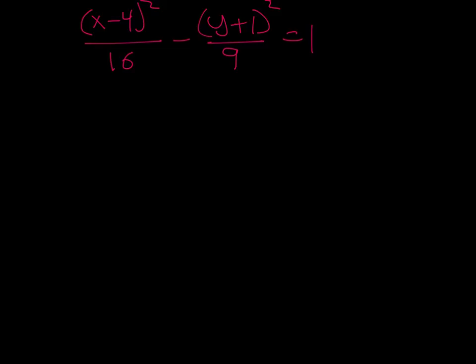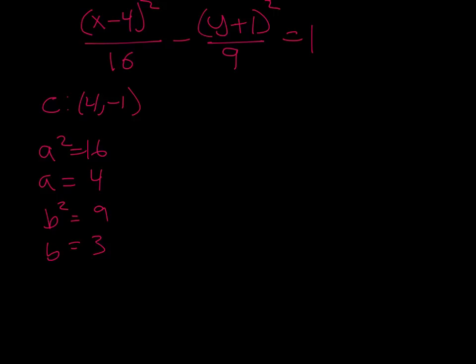Okay, so let's gather our information here. So we've got a center at 4 comma negative 1. Okay, my a squared is the positive term, so that's going to be 16, which makes a 4. B squared is going to be 9, so b is going to be 3. And in a hyperbola, c squared is a squared plus b squared. So c squared is going to be 16 plus 9 equals 25, which gives me a c value of 5.